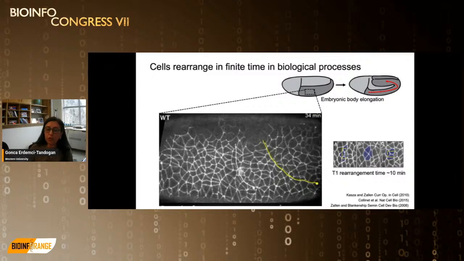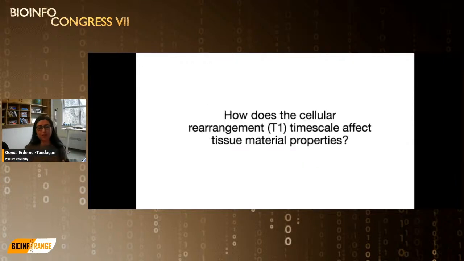And we wanted to introduce this time scale into the standard vertex models and ask the question: how does the cellular rearrangement time scale affect tissue material properties, or whether it affects tissue material properties or not?